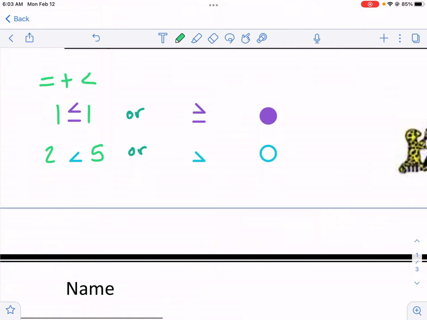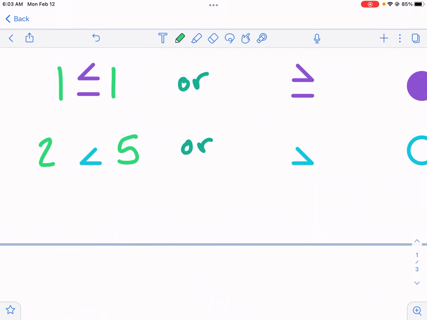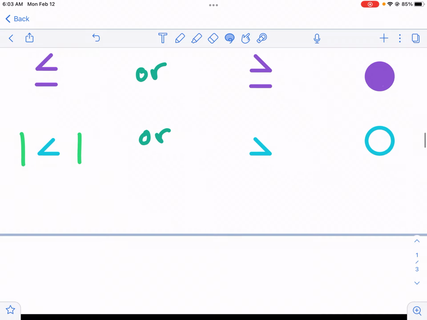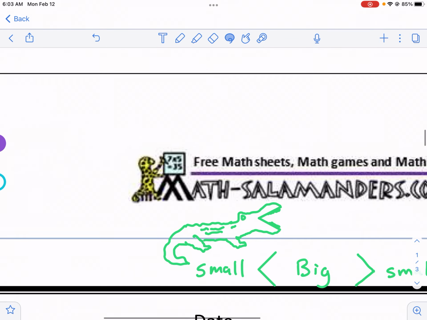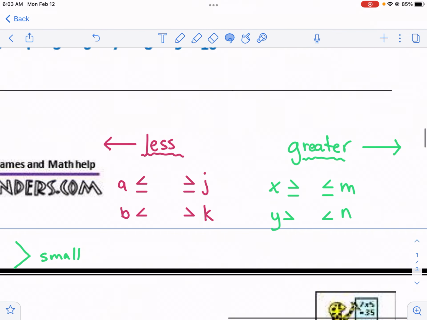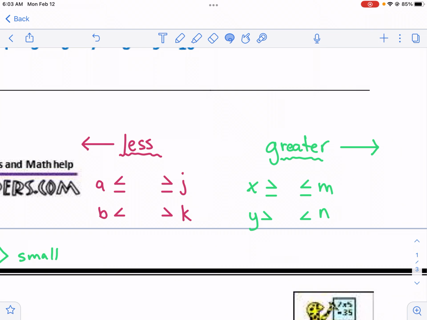Now, for the less than sign, 2 is less than 5. However, if we were to make it 1 is less than 1, that would not be true. So this is not true. Therefore, 1 would not be a solution, and we would represent that with an empty circle, okay? All right, now two more things we need to talk about. One is where to graph the line, okay?